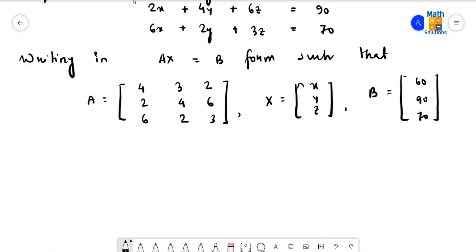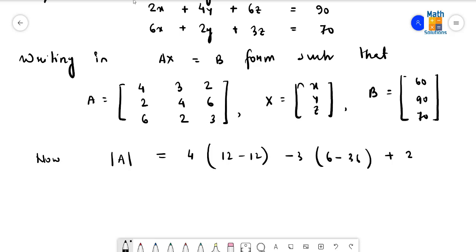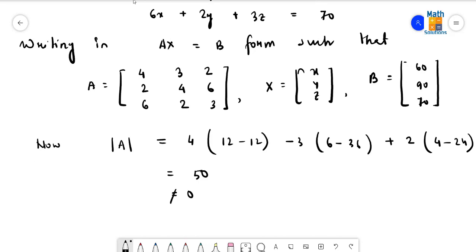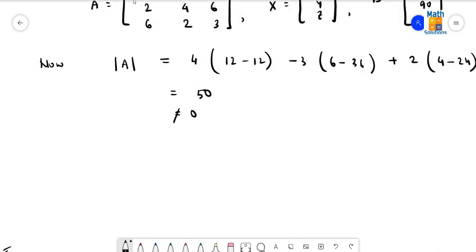We shall try to find out what is the determinant of A now. Determinant of A, I shall expand here. 4 into 12 minus 3, in this case 6 minus 36, then after plus 2 I get here 4 minus 24. On simplification the result will come as 50, which is not equal to 0. So determinant of A we got here 50. Then directly I am going to find out the adjoint.